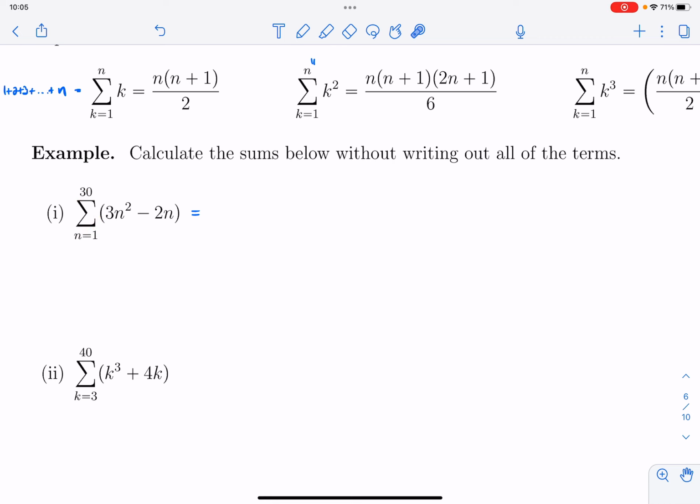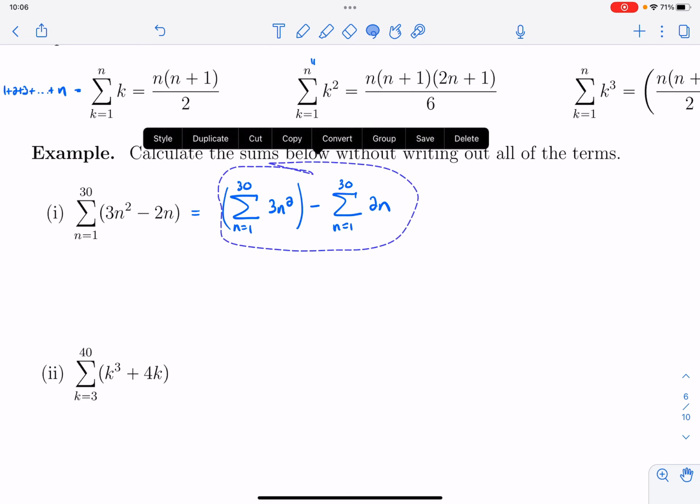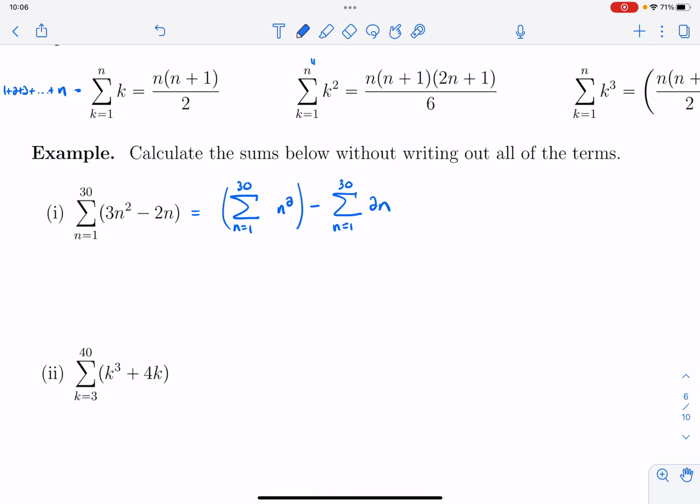Because of the law of distribution, I can go ahead and rewrite this as the sum from n equals 1 to 30 of 3n squared minus the sum from n equals 1 to 30 of 2n. And in fact, we can do a little bit better because 3 and 2 in this instance are just constants, and we can factor out GCFs. So if I factor out a 3 here and a 2 here, there we go. This is really what I'm working with.